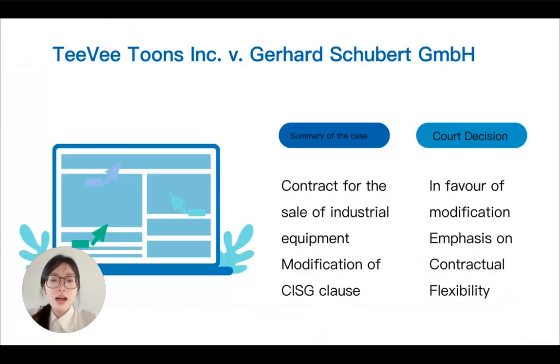Next case, on summary, addressed issues concerning the modification of contract terms under the CISG for the sale of industrial equipment. The court upheld the modification, demonstrating the CISG's flexibility in allowing parties to tailor their contractual obligations.